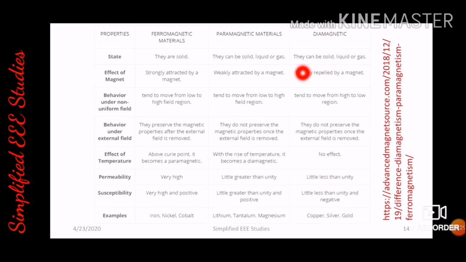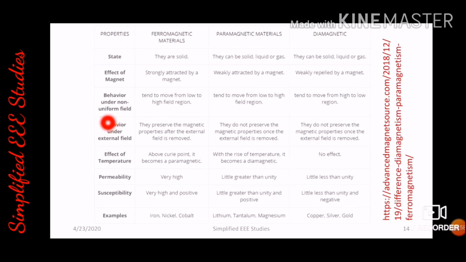Similarly, regarding diamagnetic material, it may be in solid, liquid or gaseous state. But ferromagnetic materials are usually in solid state. Regarding the effect of a magnet, in case of ferromagnetic material, those materials are strongly attracted by the magnet, whereas paramagnetic materials are weakly attracted by a magnet. Similarly, diamagnetic material is weakly repelled by a magnet. That's a speciality of diamagnetic material.